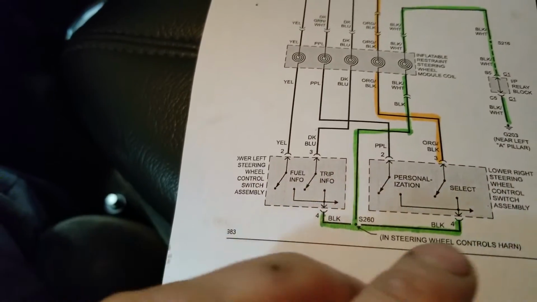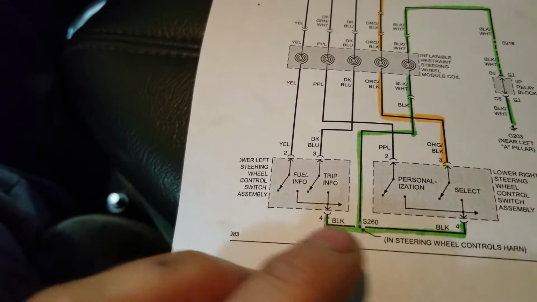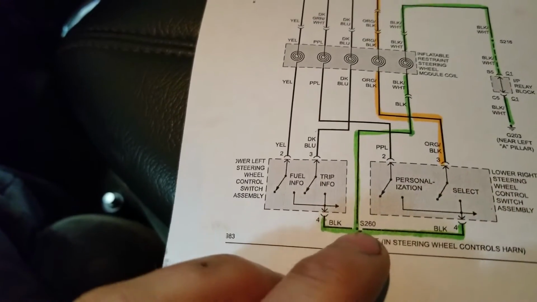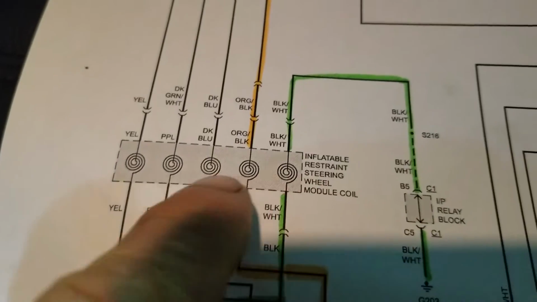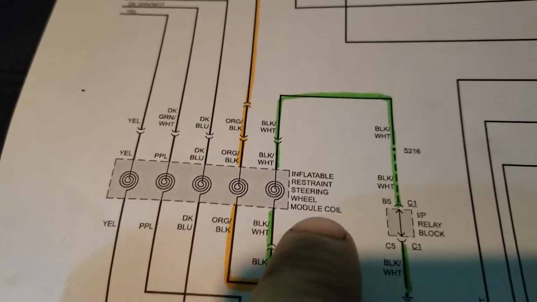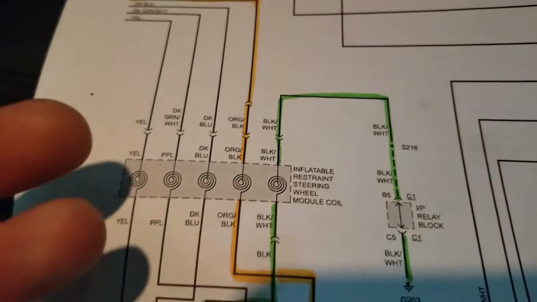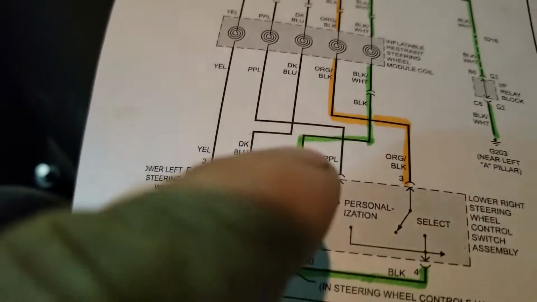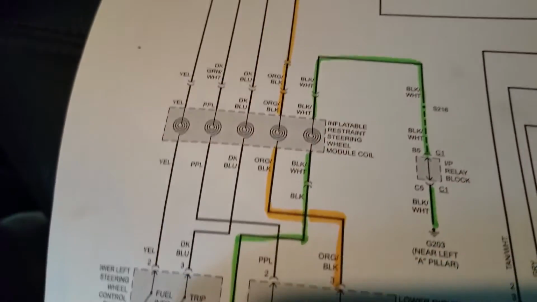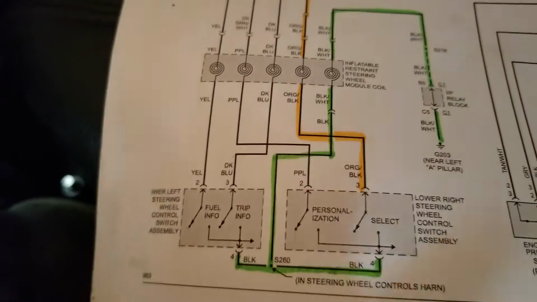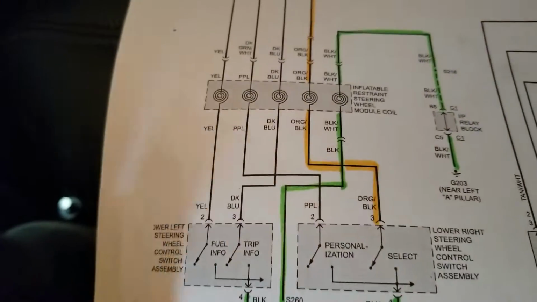You can see the ones in green coming from the bottom of the switches come to this splice here, and they come up and over and through. And this right here is our steering wheel module coil, basically like the clock spring. So they're all going to go back through that, obviously. But the green, if you follow it through there, comes out right here into the ground. Now, no need to check the ground here, guys.